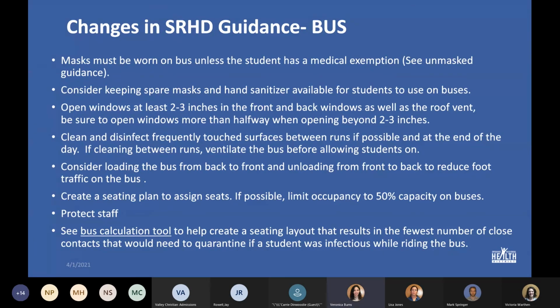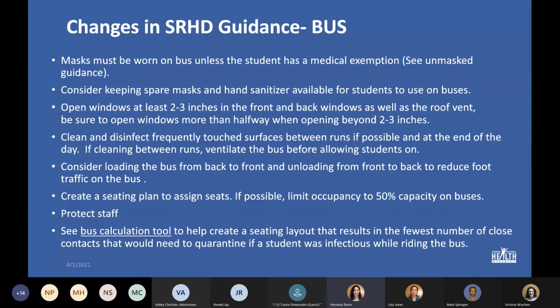And also to help control the flow in and out of the bus and the foot traffic, it is best to load the bus from back to front and unload from front to back to reduce that foot traffic and the chance of people interacting with people that aren't in their nearby seats. And consider assigning seats and making sure that you have that seating plan and that seating chart. If possible, limit the occupancy to 50% capacity on the buses, but we do understand that sometimes this isn't possible.